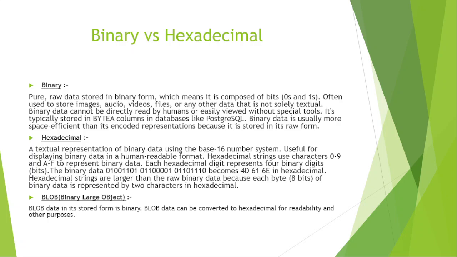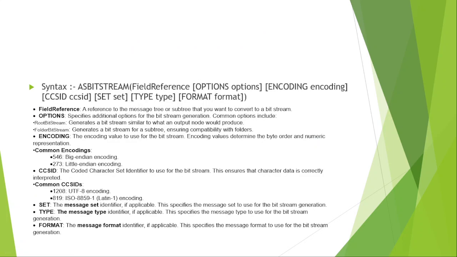So this is all about binary data: what binary is, what hexadecimal is, the difference between binary data and hexadecimal data, and how blob links with binary and hexadecimal. Now let's move to the syntax of the ASBITSTREAM function.